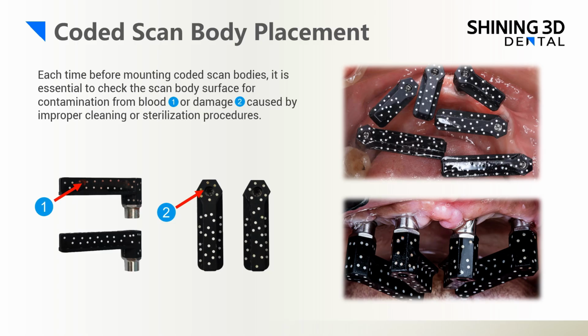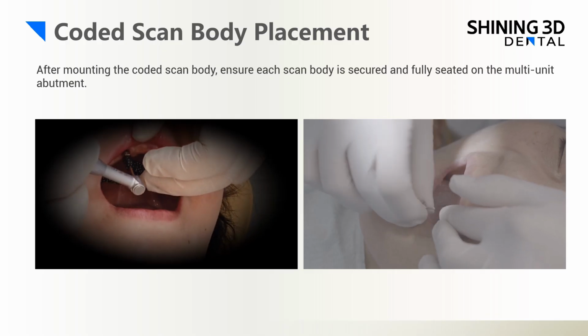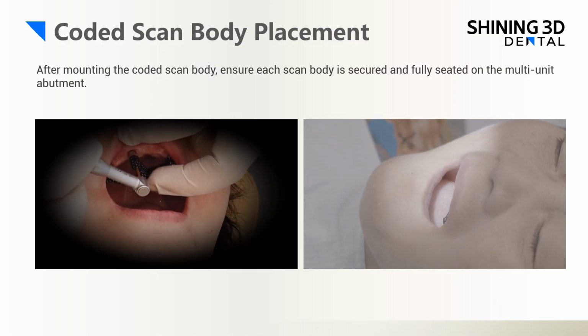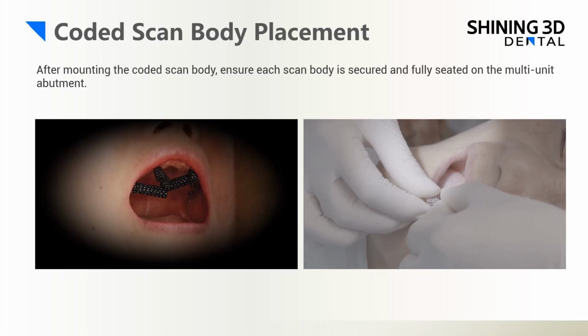Before scanning, make sure to remove any saliva or blood from the surface of the coded scan bodies, as the markers will be difficult to capture if they are covered by blood or saliva. It will cause reflection and make it difficult for the scanner to capture the data. The two videos on this page show the process of mounting coded scan bodies inside the patient's mouth using an electronic screwdriver and a wrench.